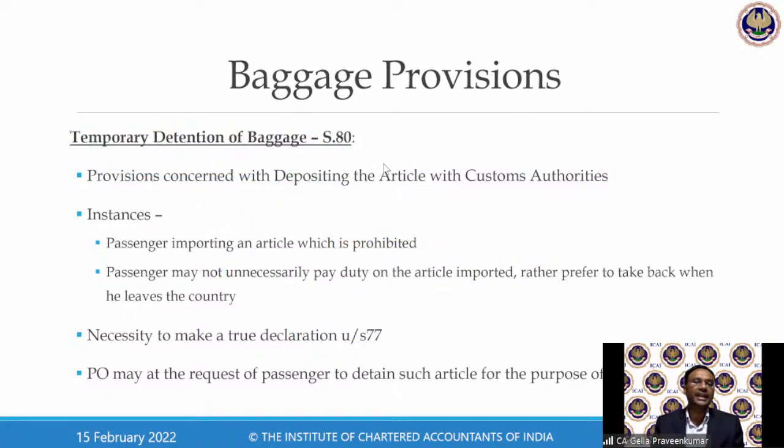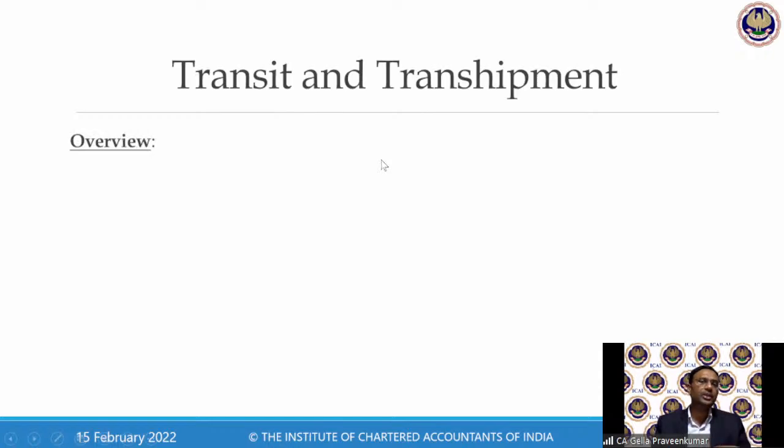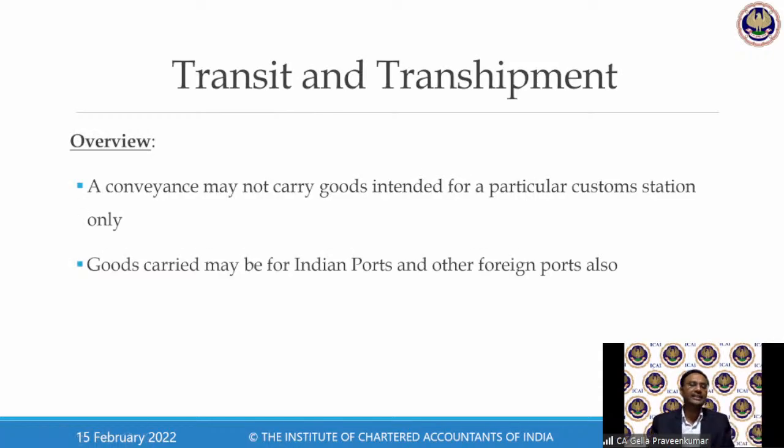So this is a mechanism where goods are not brought into India, rather kept with the customs authorities for a temporary purpose. Next, transit and transshipment. Examination expected 4 marks theory question from this topic: differentiate transit, differentiate transshipment.